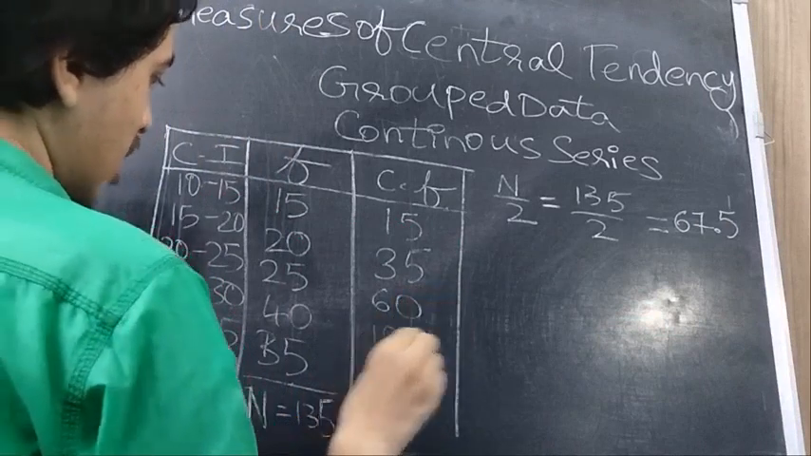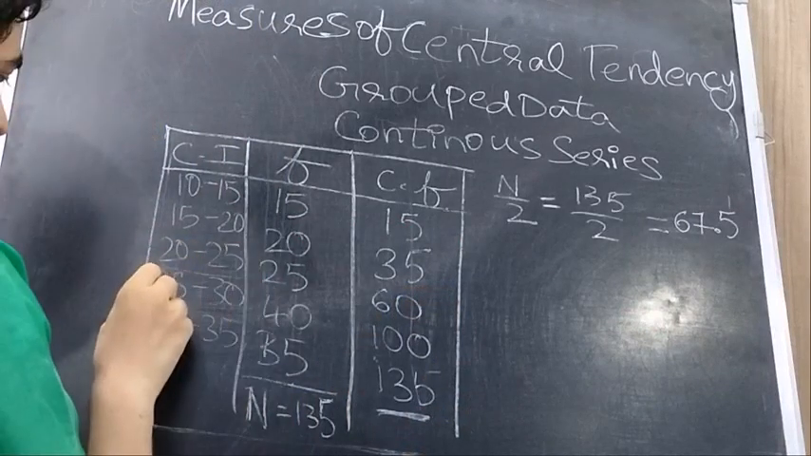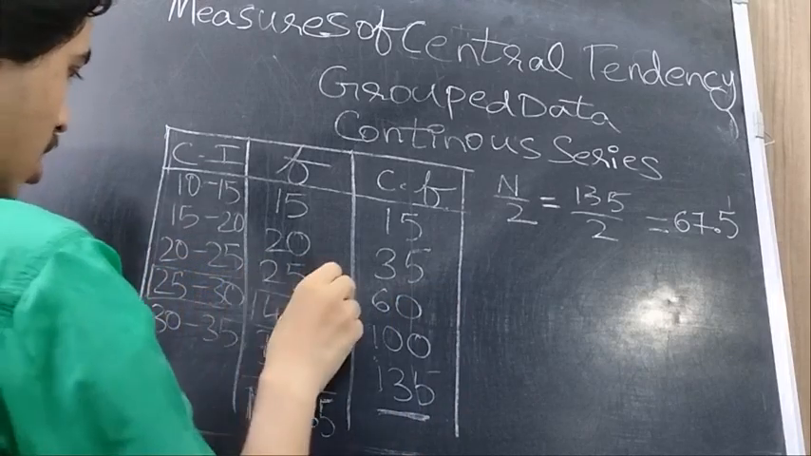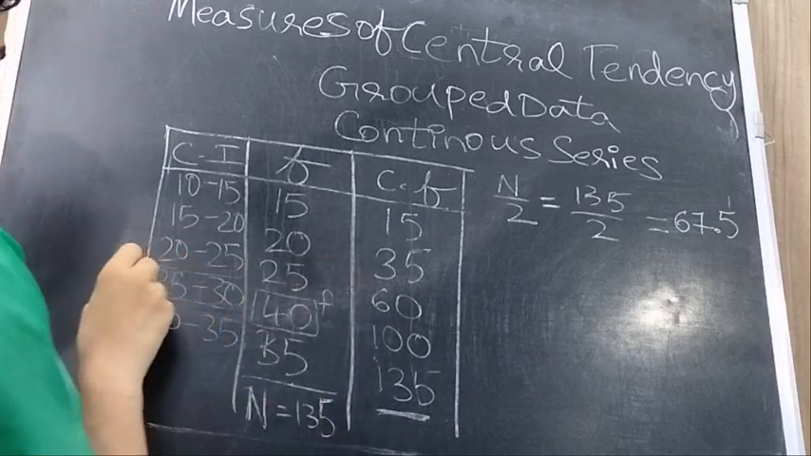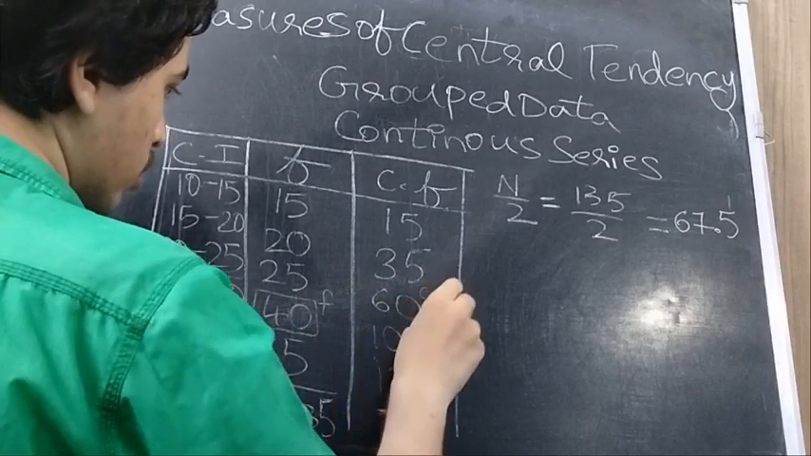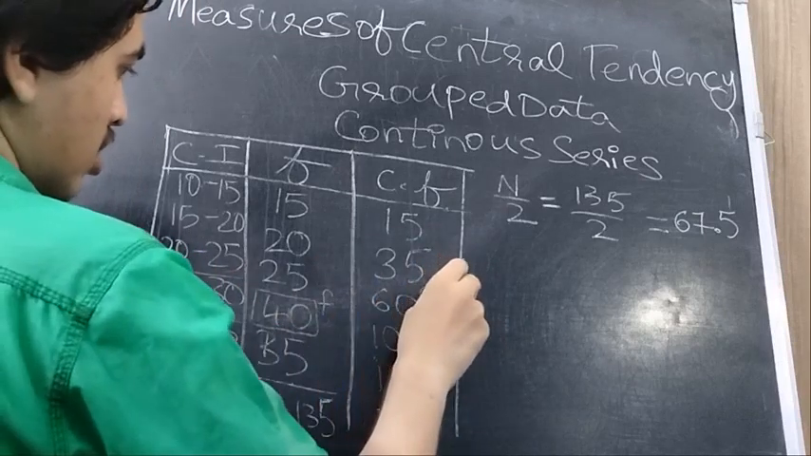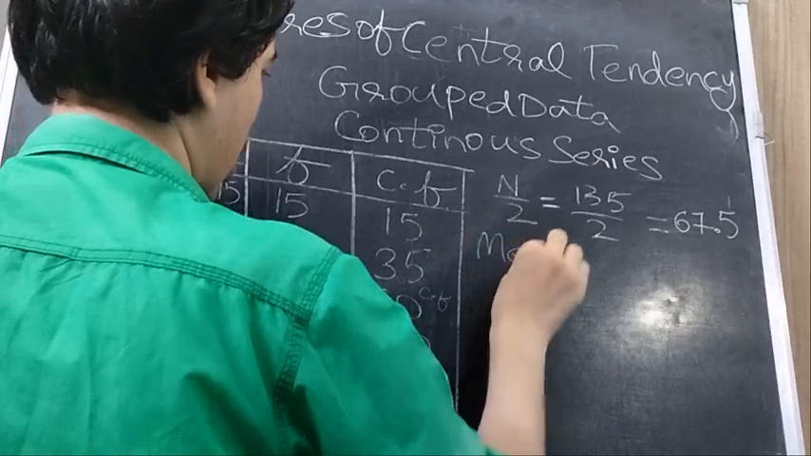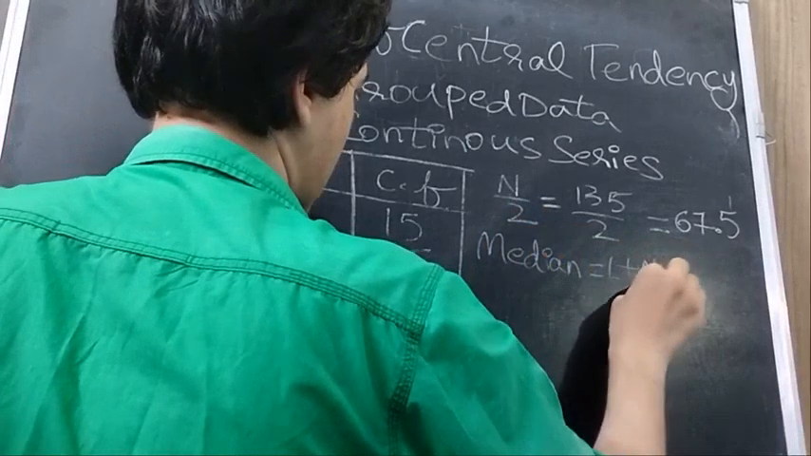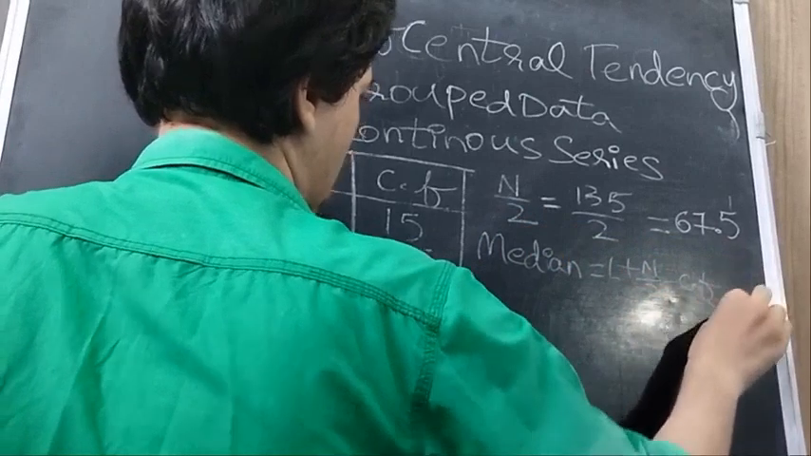67.5 will not come now, that's why in 100 it is coinciding. So it is the median class, and this is the median, this is the F value, this is the L value, that is 25, and this is the CF value, the cumulative frequency preceding the median class. Now the median formula in the continuous series is L plus n by 2 minus CF by F into H.